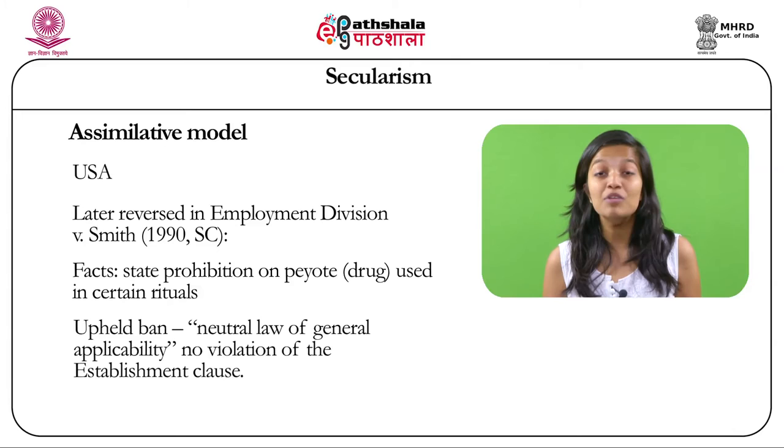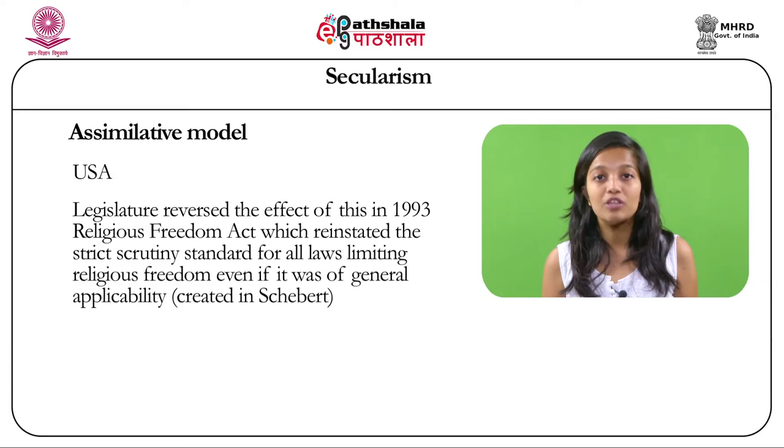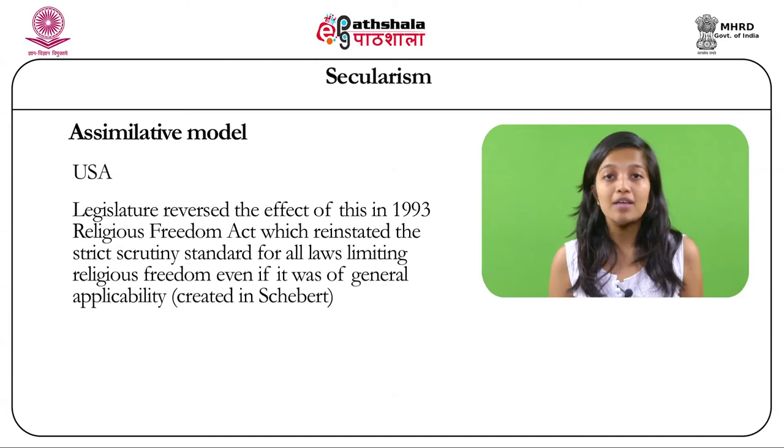Therefore, it wasn't now necessary to show that there was some compelling interest that the government had in limiting religious freedom, but merely that the law that was in place applied universally and generally to all citizens and wasn't directed against a group. The legislature saw certain problems with the formulation of the test in the Employment Division case, and therefore it passed legislation to do away with it.